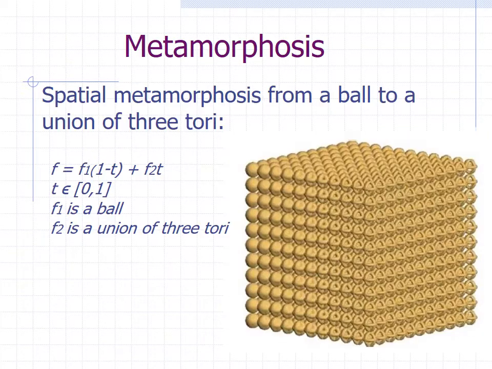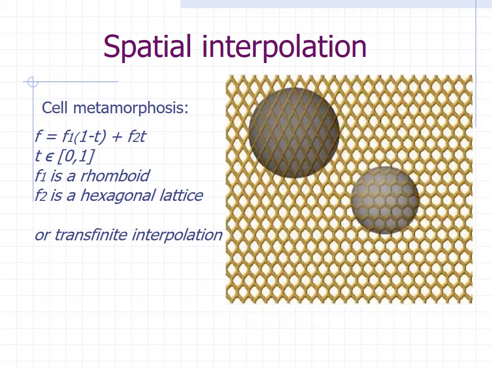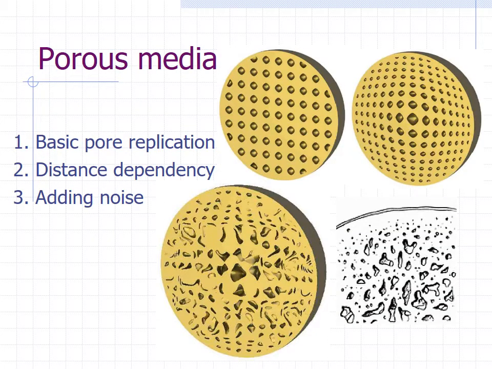During space mapping we can use spatial metamorphosis. In this example it is a metamorphosis from a ball to a union of 3 tori. The same method can be applied to cells within a grid to get spatial interpolation between 2 cell types. Here is an example of modeling a porous medium. It consists of 3 steps: perform basic pore replication, add distance dependency, and add noise.